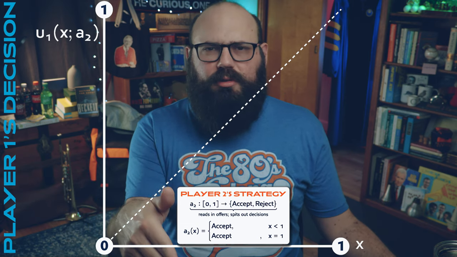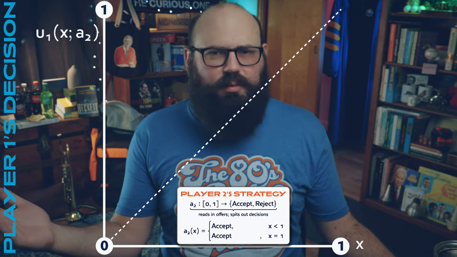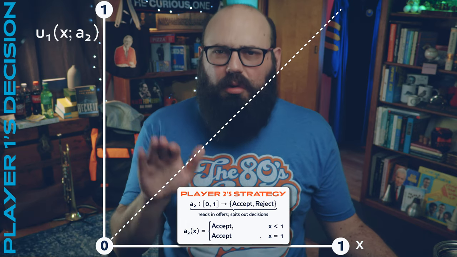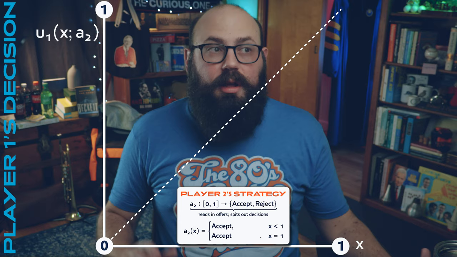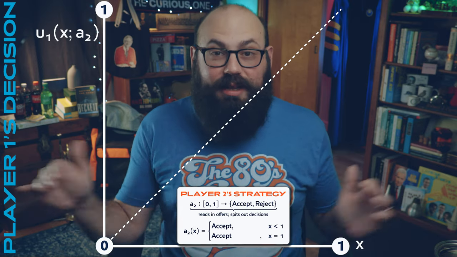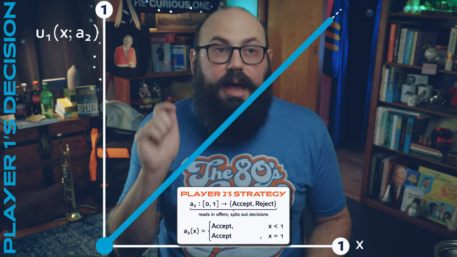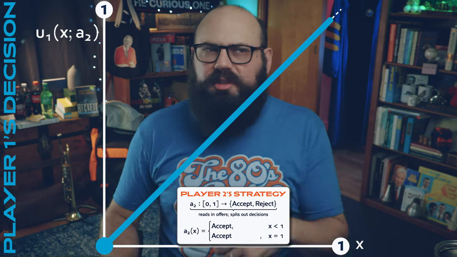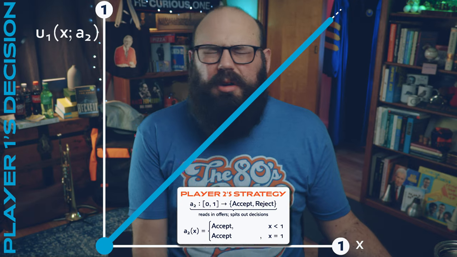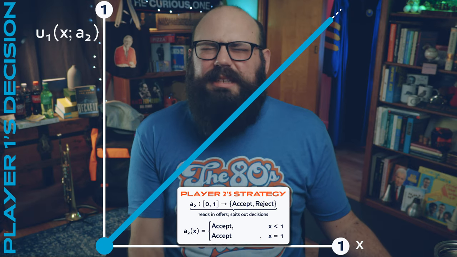So let's go to the world where player two accepts when X equals one, because otherwise we're in so much trouble. If they accept when X equals one, let's think through player one's utility again as a function of X. X equals zero, accepted. X equals a third, accepted. X equals 63/64, accepted.